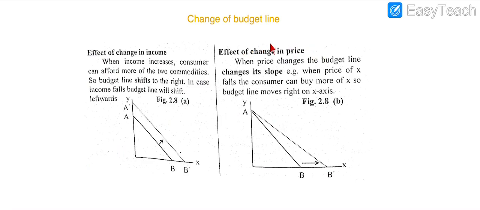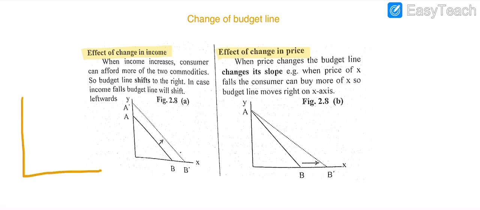How does the budget line change? The budget line actually changes due to two effects. We can say that the budget line changes due to the effect of a change in income or due to the effect of a change in price. Here are the two points that you have to remember. If the income of the consumer changes, the budget line will shift parallel. Sure, the budget line shift will be parallel like this.